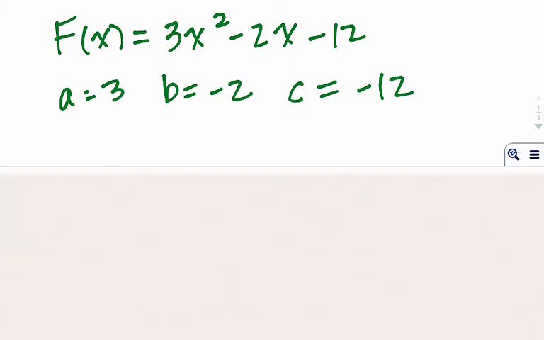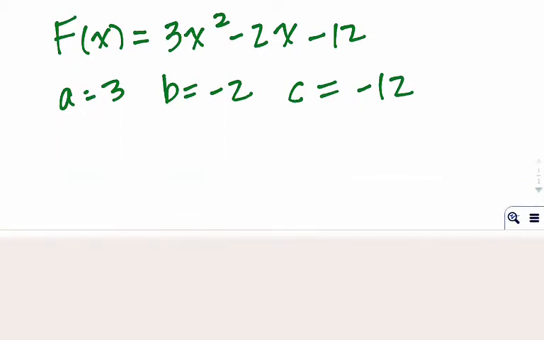In this problem we are going to use the quadratic formula because factoring does not work. When we look at our function here, we identify the coefficient of x squared to be 3, the coefficient of x to be negative 2, and the constant coefficient to be negative 12.